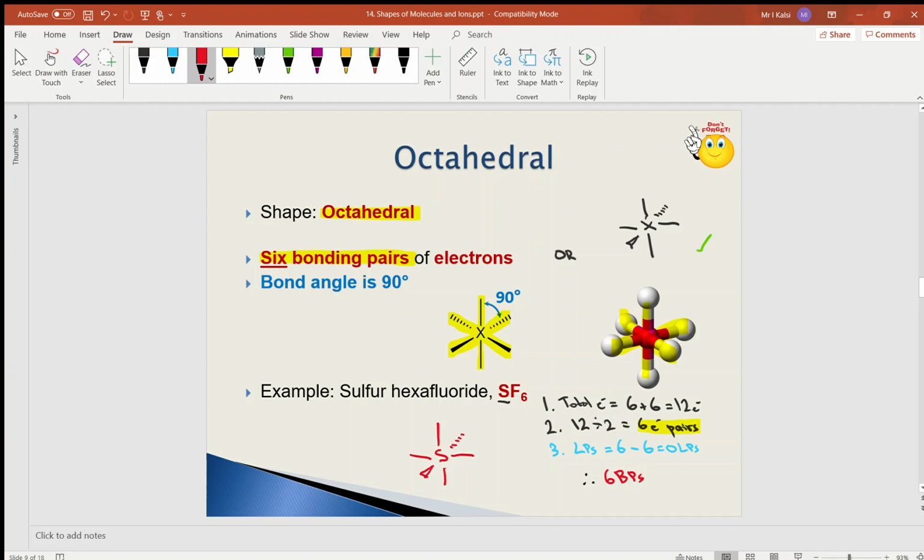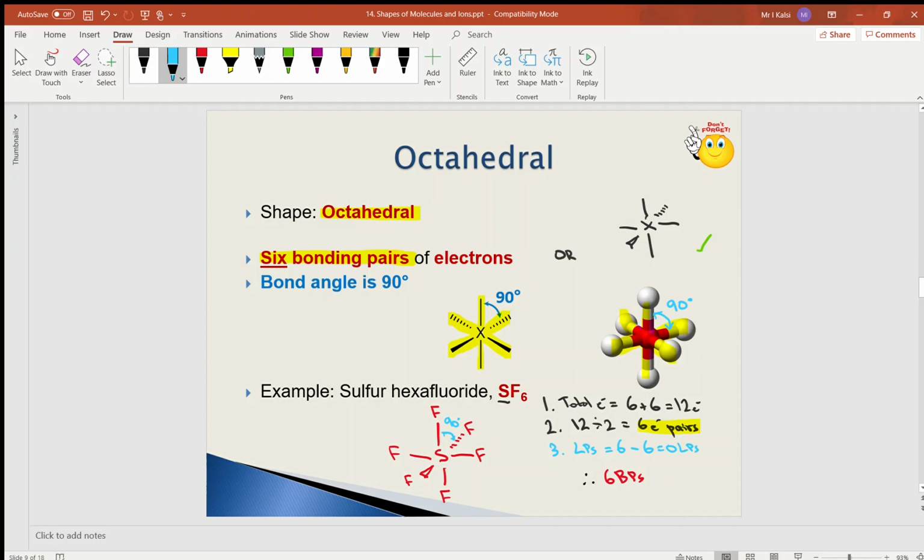Put the fluorines on the end of all of these, and the bond angle, it doesn't matter where you measure it, as long as you do it right, it's going to be 90 degrees. Okay, so the bond angle here is 90 degrees. It doesn't matter which one I've labeled on my molecules there, that's 90 degrees there.